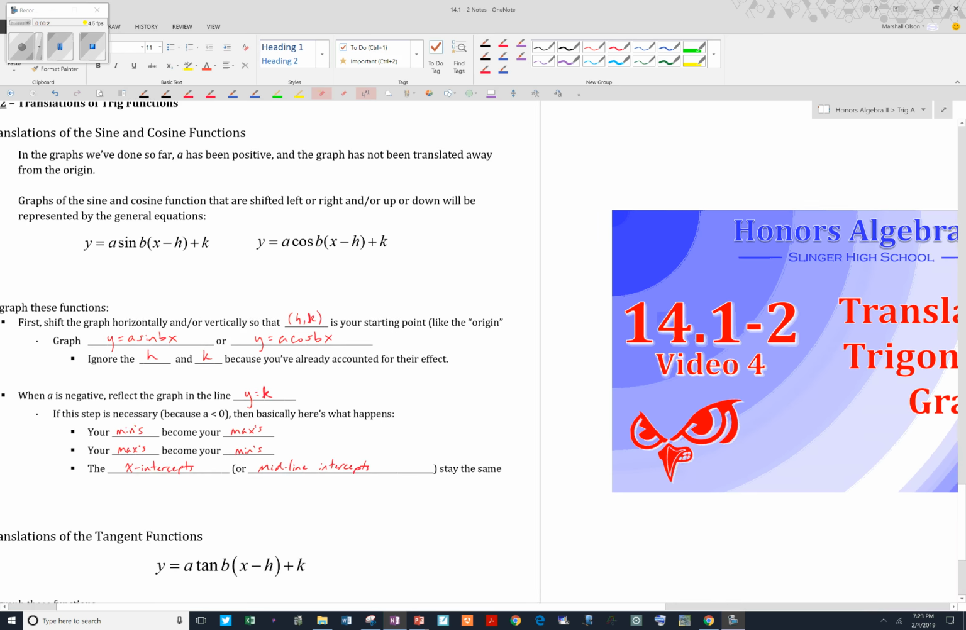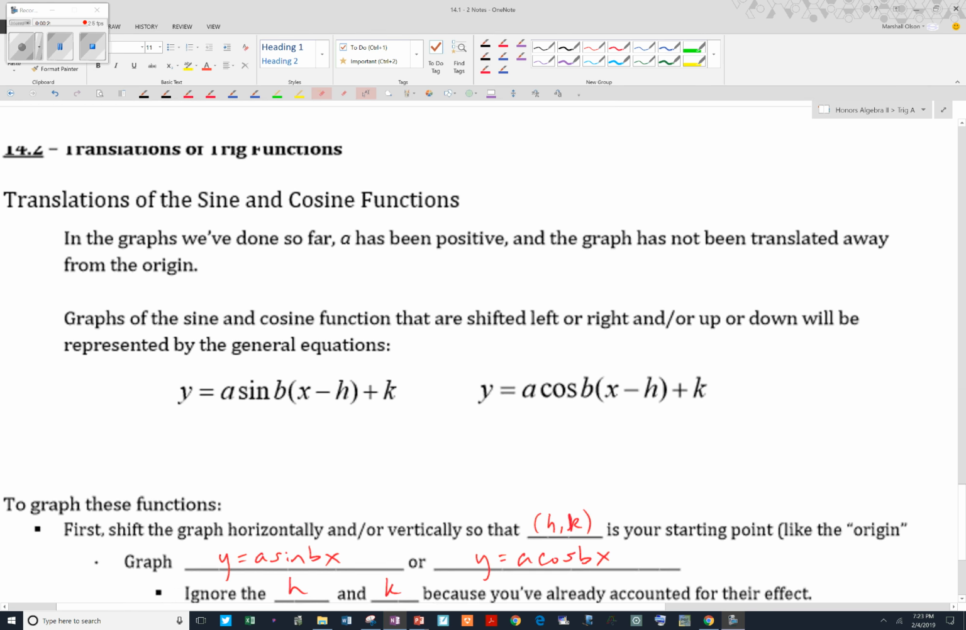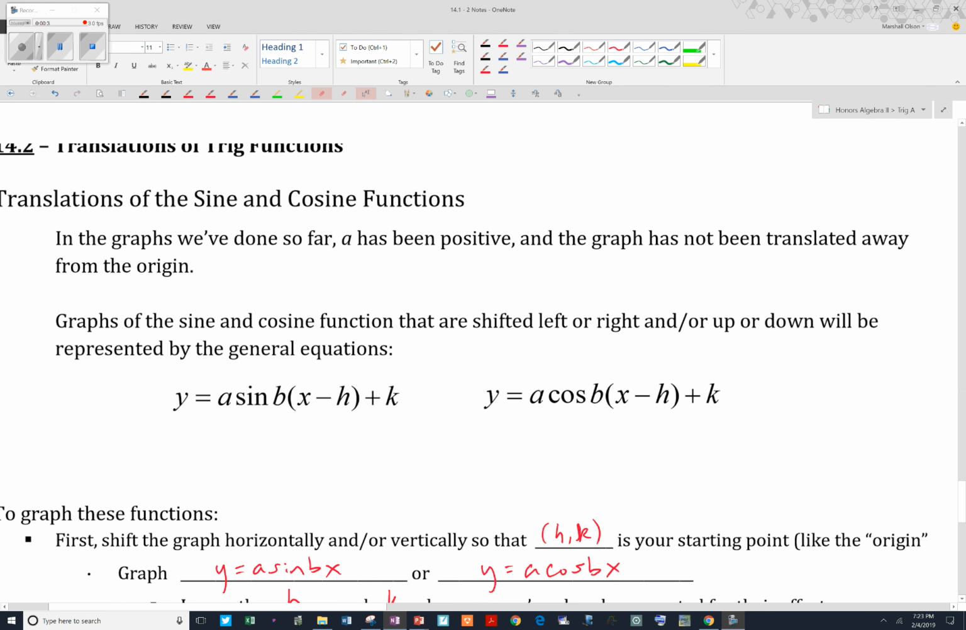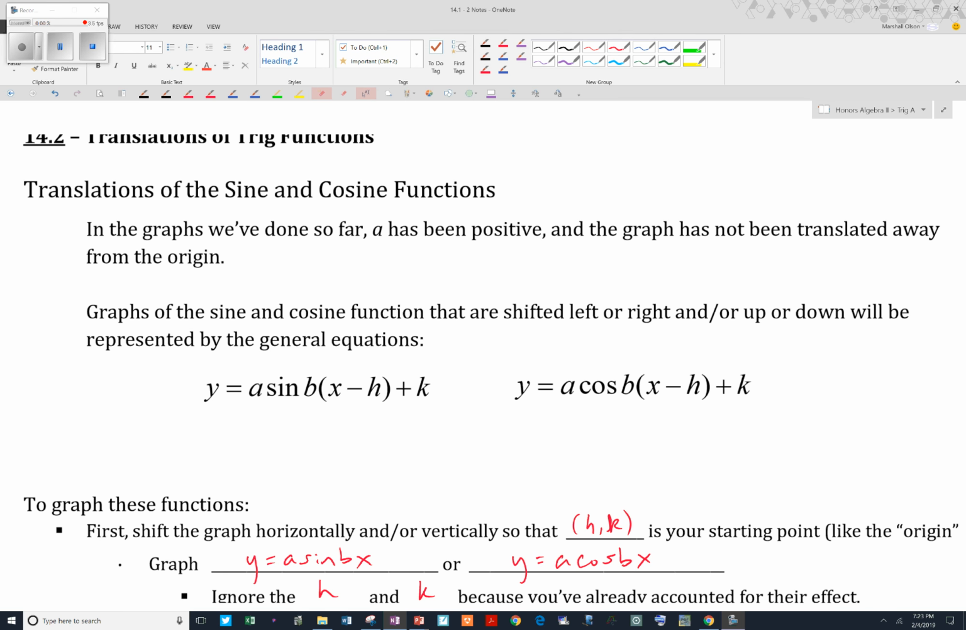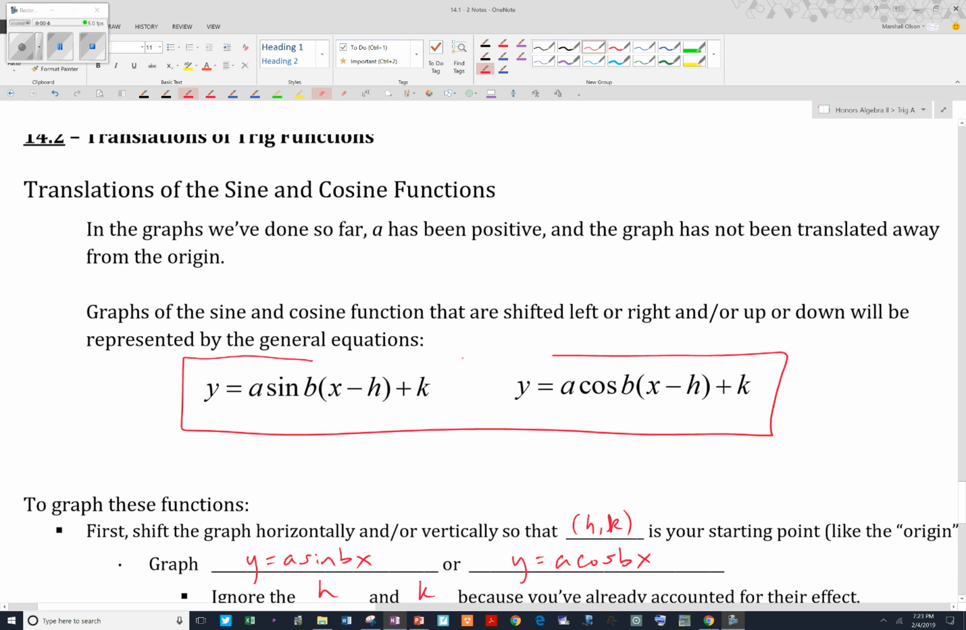So what I'm going to do here is just take a second, these are the notes now, to just soak in what these functions here look like. Okay, we still have our a and our b values, so we still have a vertical stretch. We still have an effect on the period, which is a horizontal stretch or shrink, and the a could be a vertical stretch or shrink as well. We call that the amplitude.